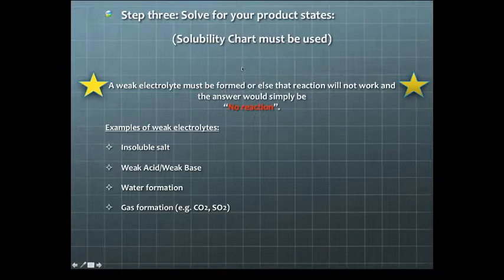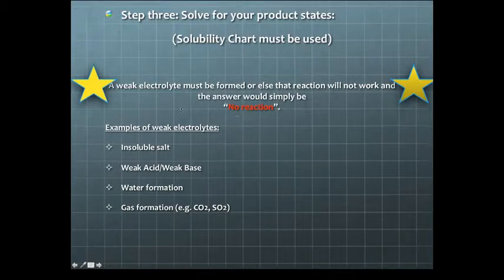One of the very critical ideas, and a lot of students forget this, is this principle right here. A weak electrolyte must be formed, or else that reaction will not work, and the answer would simply be no reaction. Here in the tutoring lab, I get a lot of students that come to me and ask, why is this answer no reaction? I thought I did all the steps right. And then I realize that they forgot this very important principle, that if you don't form a weak electrolyte, then your answer should be no reaction.